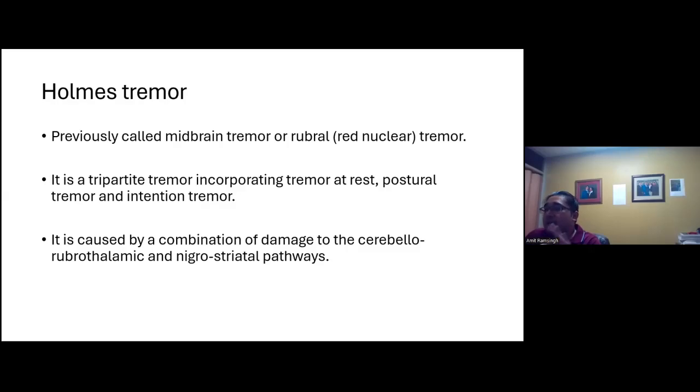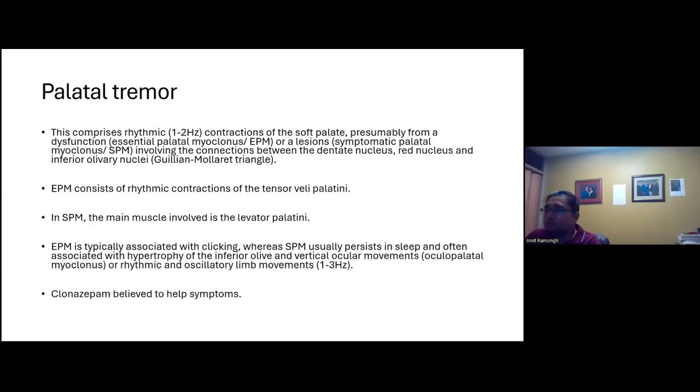It's called a three-part type tremor. So it incorporates tremor at rest, during postural changes, as well as during action or intention tremor. So it's one of the few types of tremors that's a three-part or tripartite tremor. And it's caused by a combination of damage to the cerebello, rubrothalamic, and nigrostriatal pathways. So usually when you have infarct to the midbrain, as the most common cause of a Holmes tremor, usually when it affects the red nucleus.